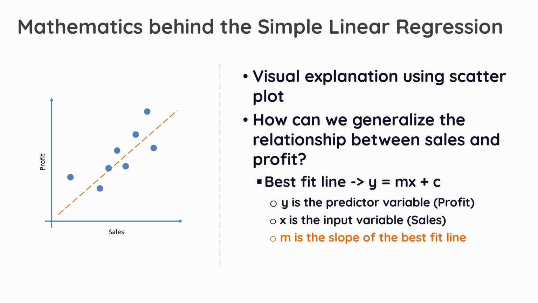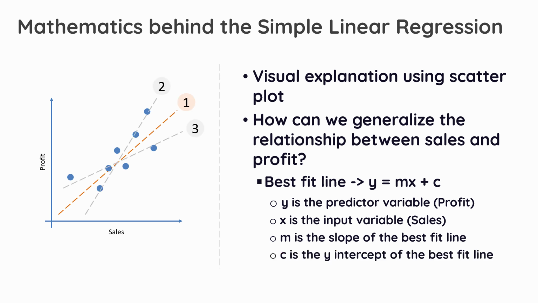M is the slope of the best fit line, which indicates how much y, that is the profit, changes for a unit change in x, that is the sales. C is the y-intercept, which is the value of y when x is 0. The best fit line, or regression line, is the one that minimizes the vertical distances from all points to the line. This line represents the average relationship between sales and profit. But how do we find this best fit line? Is it line number 1, or 2, or 3, or any other line?